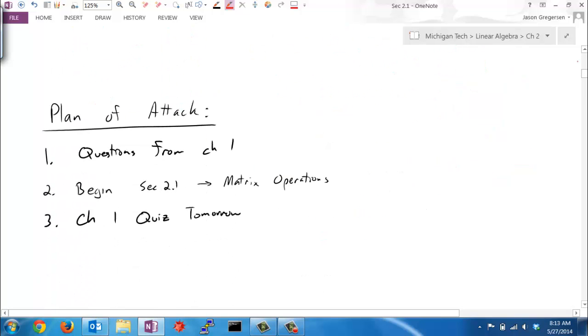All right, so our plan for today is take any questions you might have from Chapter 1 that we've gone through so far. After that, we're going to get into Section 2.1. We're really going to get into matrices this time, matrix operations. That's what 2.1, 2.2, and 2.3 are about. After that, just a reminder for tomorrow, we're going to have a Chapter 1 quiz tomorrow. So I'll cover all the content that we've covered from Chapter 1, and to get us warmed up for that exam that's coming up next week, I believe.